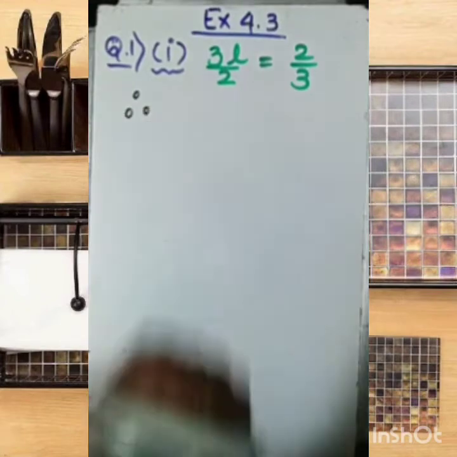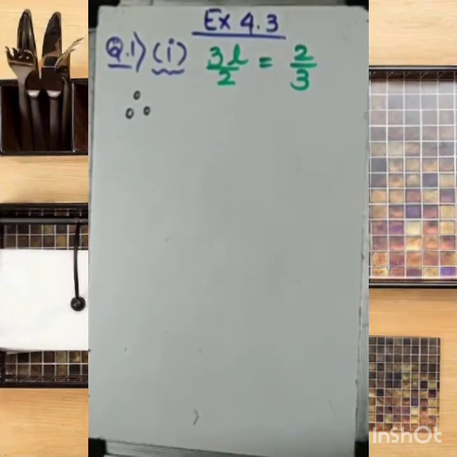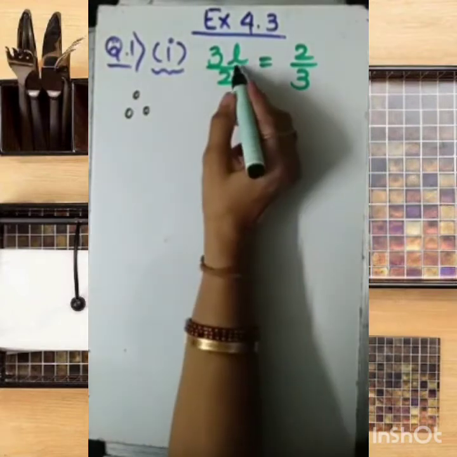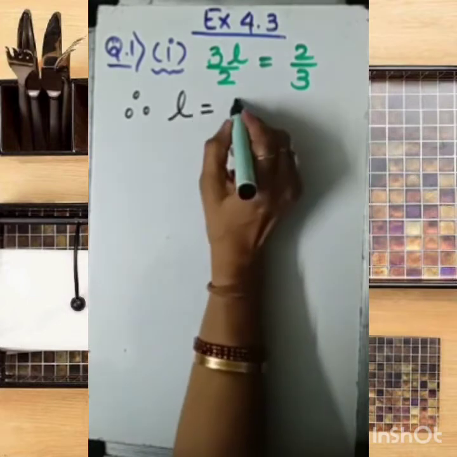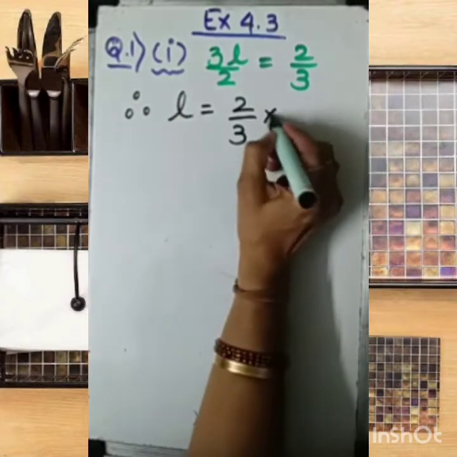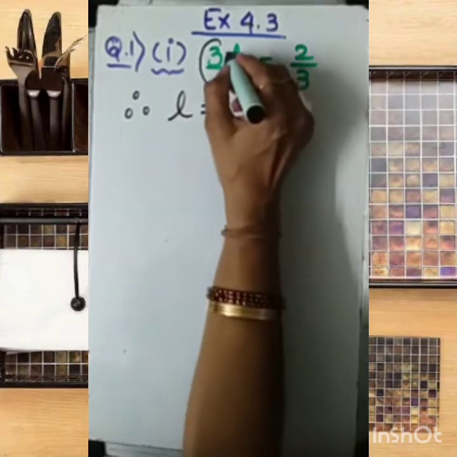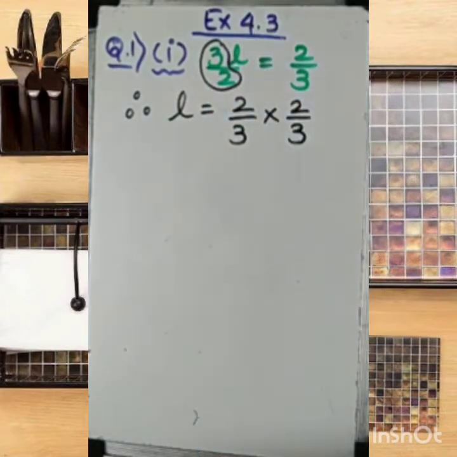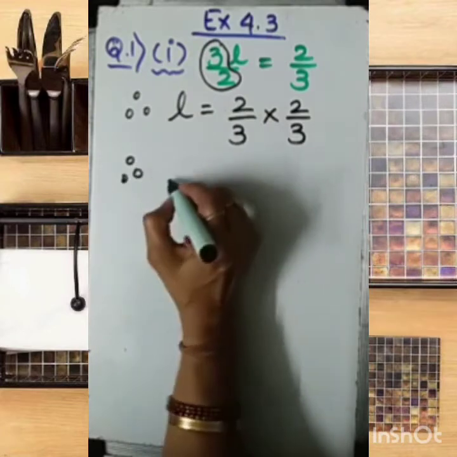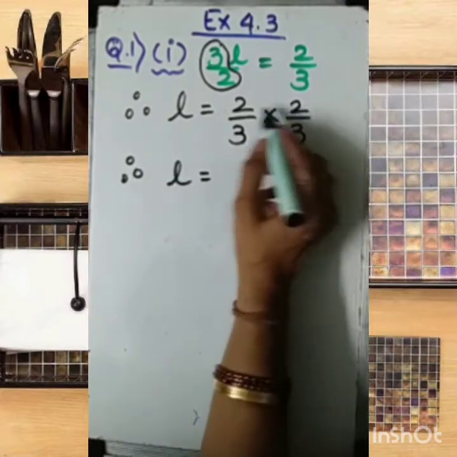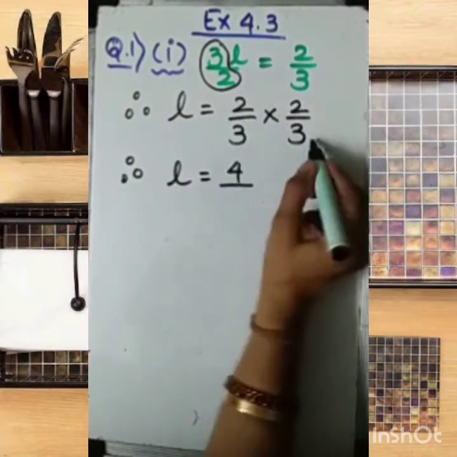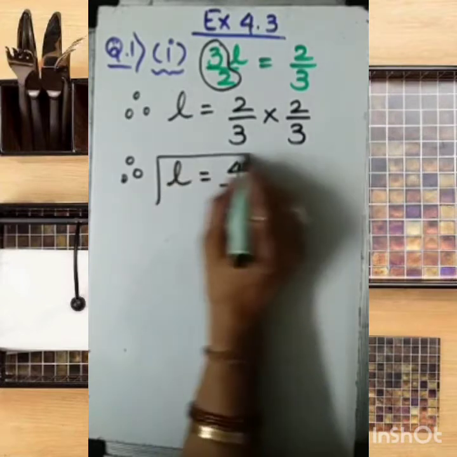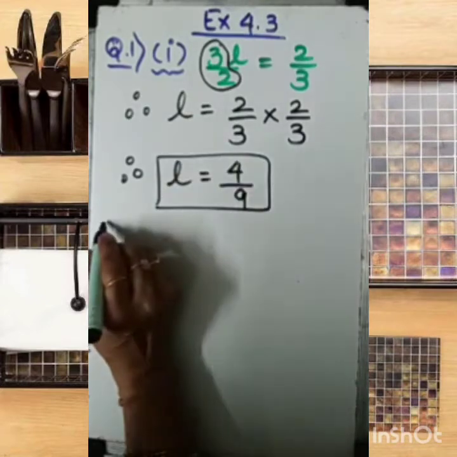As usual, we do not need to write the therefore sign here. So if I am making l the subject, then 2 by 3 is already here. I need to write this 3 by 2, and if I bring it to this side, it will become 2 by 3. We need to write its reciprocal, that is 2 by 3. Therefore, the value of l: 2 twos are 4, 3 threes are 9. Therefore, the value of l is 4 by 9.